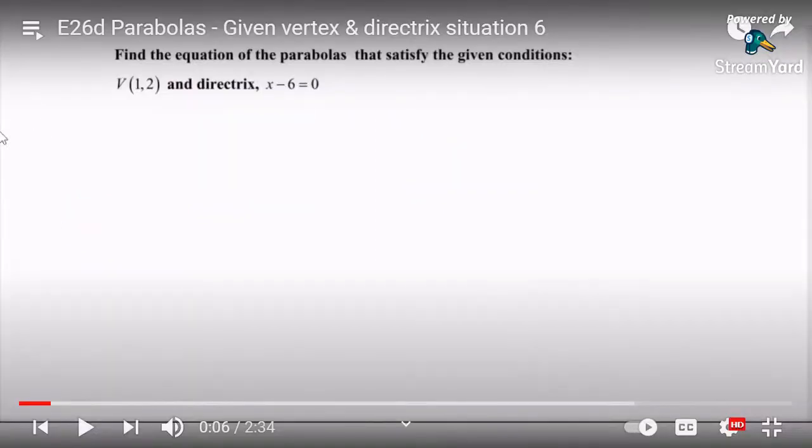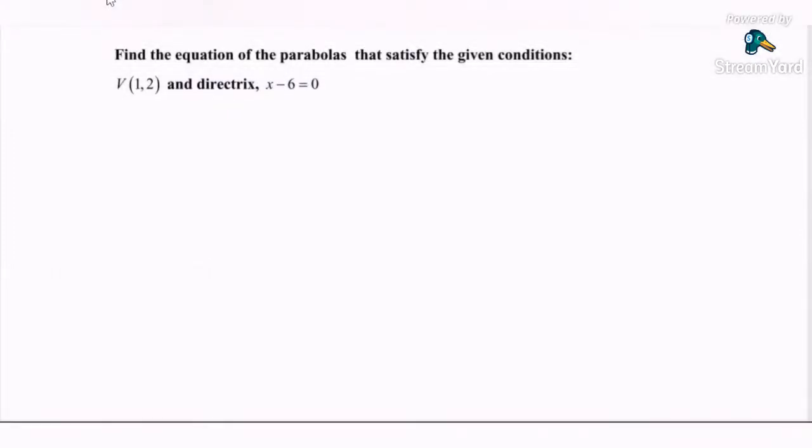So now we move on to the next example, or situation 6. So it is still the same, you will be given a condition. So repeat the same process: state the information, then refer to the graph to get the information on the vertex and p in order to have the equation of the parabola. Find the equations of the parabola that satisfy the given condition.